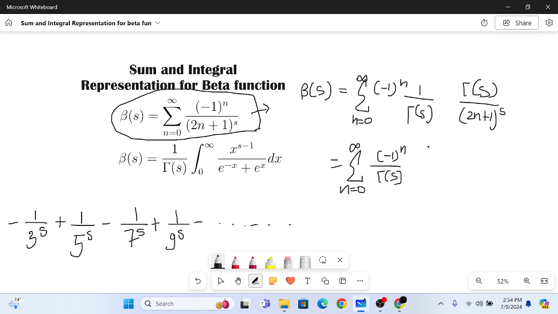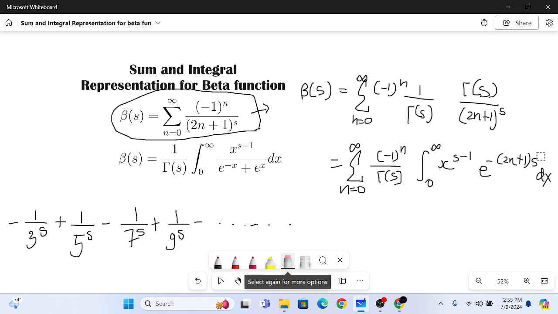Now this is the integral from 0 to infinity. This will just be x to the power s minus 1 and then e to the power minus of 2n plus 1 times s and dx. Wait, not really s over here, it should be x. Sorry for that. So e to the power minus 2n plus 1 times x and x to the power s minus 1. If you just evaluate this integral using the gamma function or Laplace transform or Mellin transform, you are going to get this result.